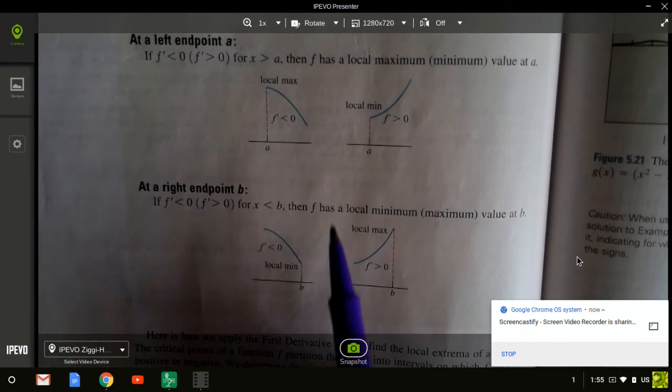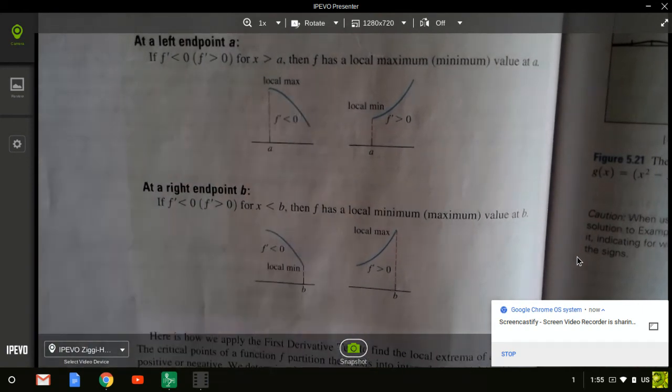Okay, so just study these last two. I'm not going to go over it, but this just tells you that the endpoints are also very important.